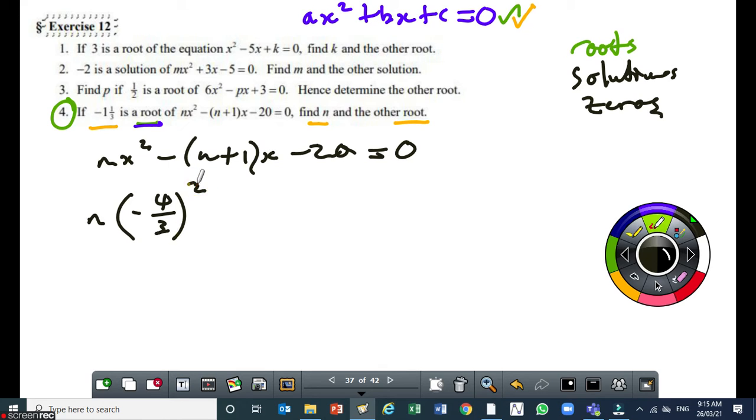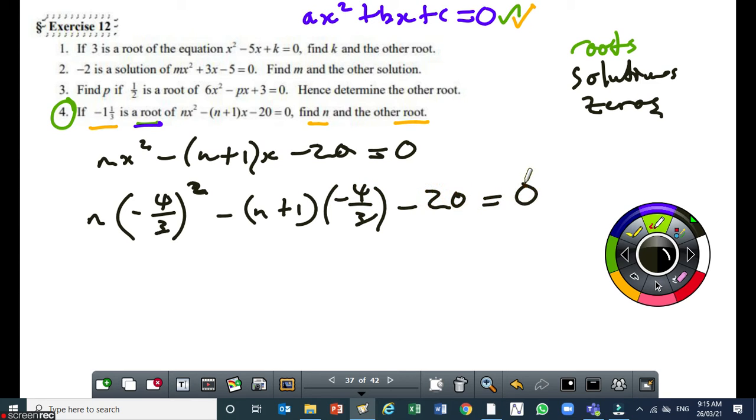So this will be n times x squared minus (n plus 1), where there is x, I'll put minus 4 over 3, minus 20 equals 0. I have substituted this value. That root is an x value. So substitute into the equation. But first, I have to convert it from a mixed number to an improper fraction, which is what you were taught in grade 8 and 9. Then I need to simplify this. So it will be n times 16 over 9 minus. Now, simplifying this, you have to be extremely careful here.